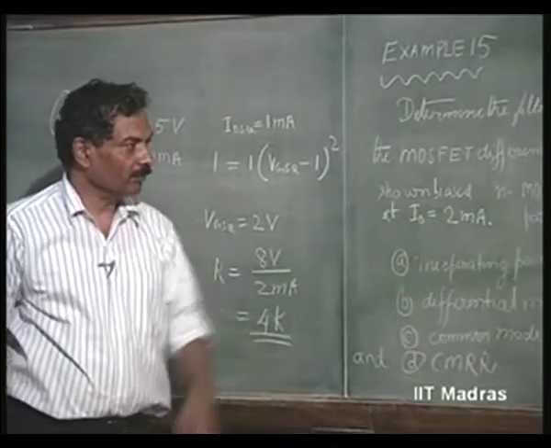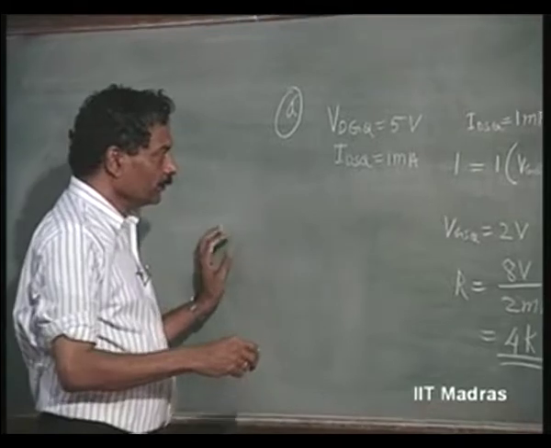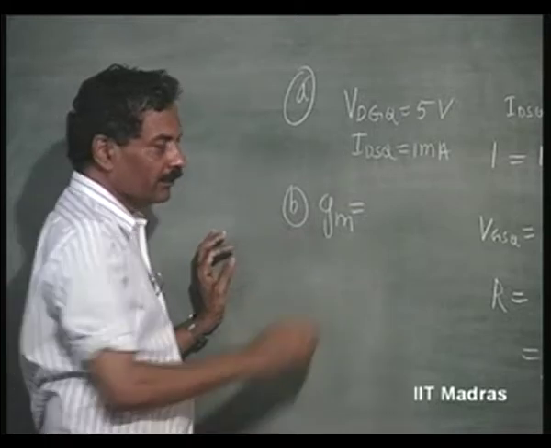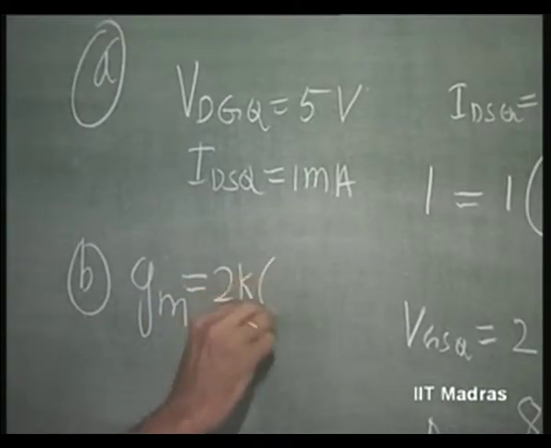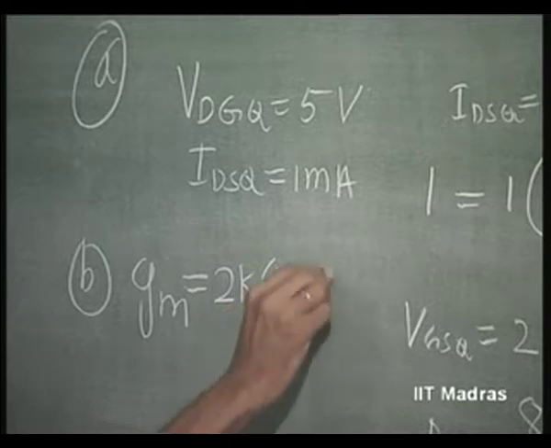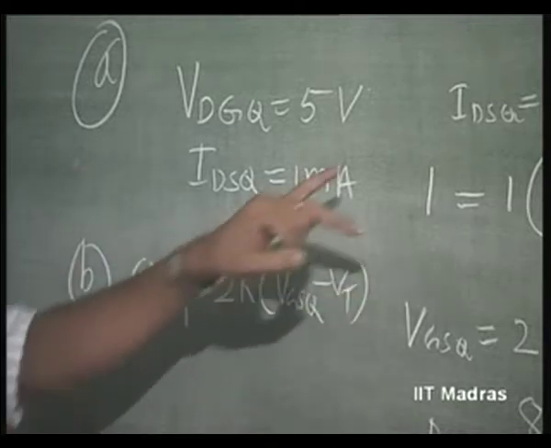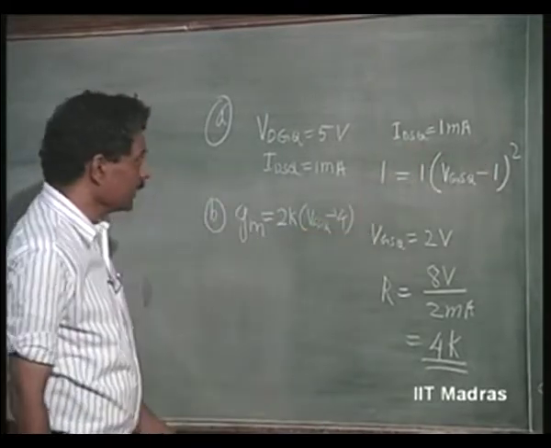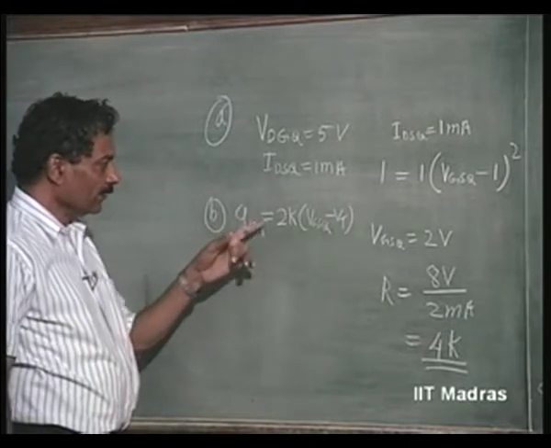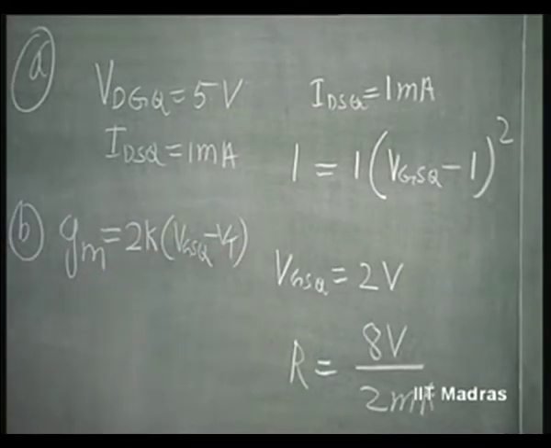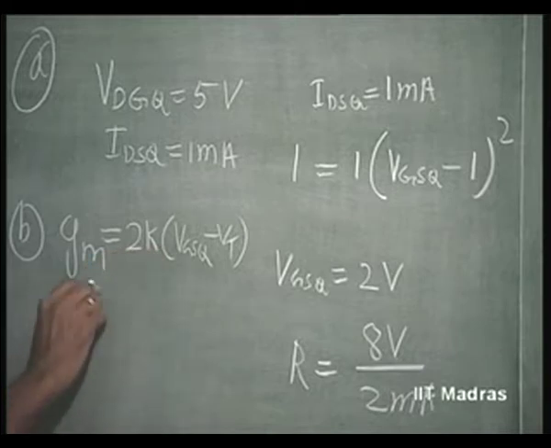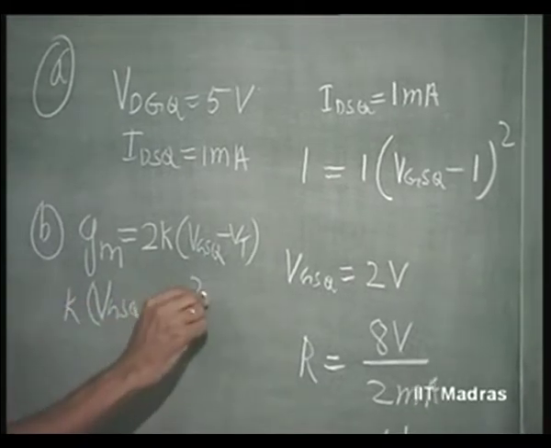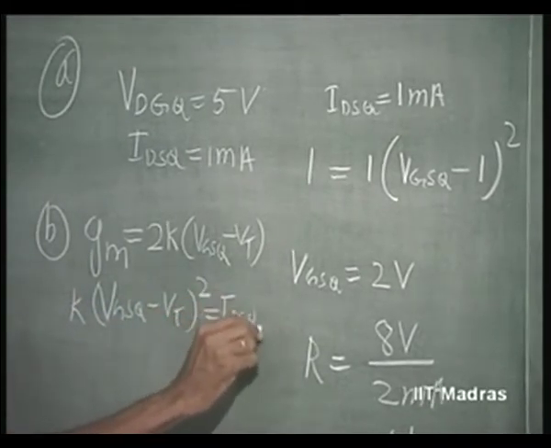Then we want the differential mode gain. We would like to now find out the gm of the FET. gm is equal to 2K into (VGSQ minus VT), because IDSQ is equal to K into (VGSQ minus VT) whole square. Differentiating it, delta ID by delta VGS comes as 2K into (VGSQ minus VT). That is, (VGSQ minus VT) into K, this whole square is equal to IDSQ.